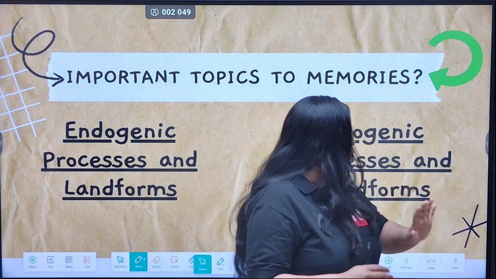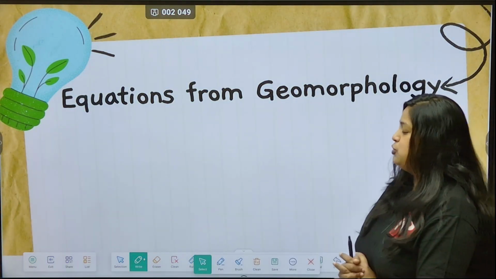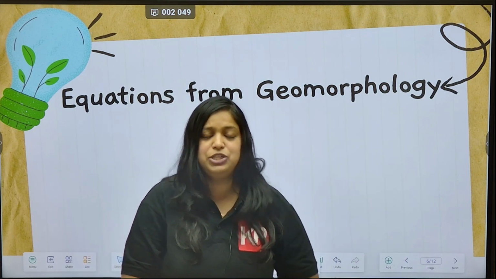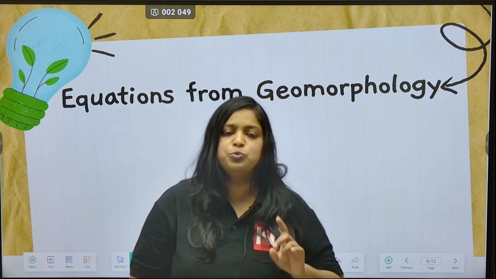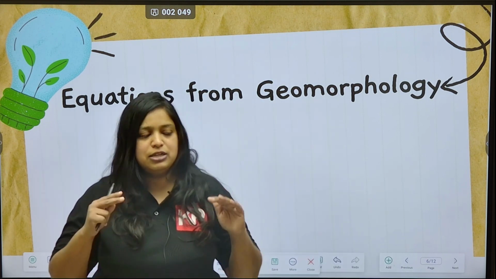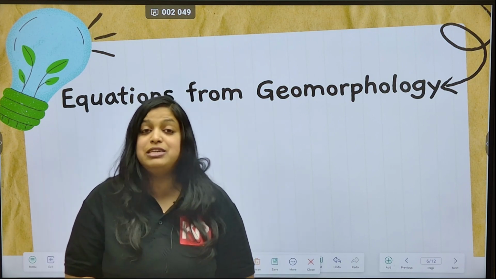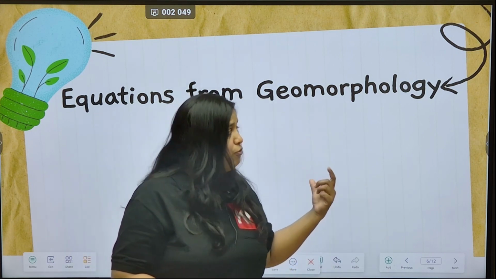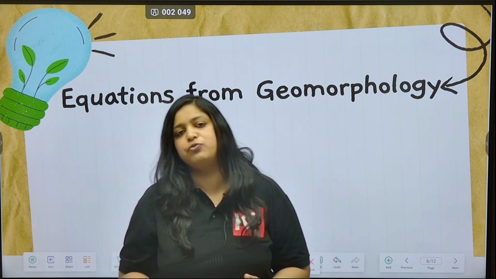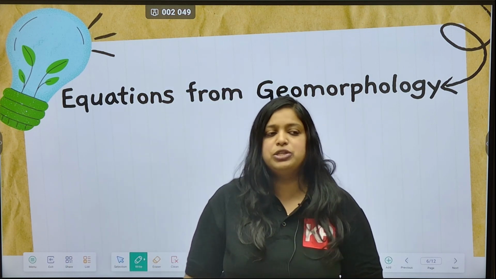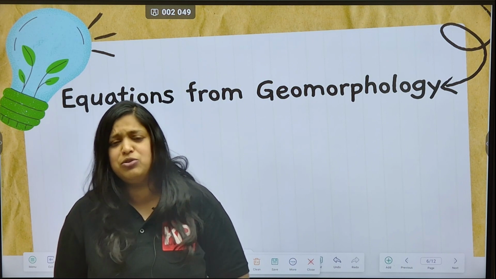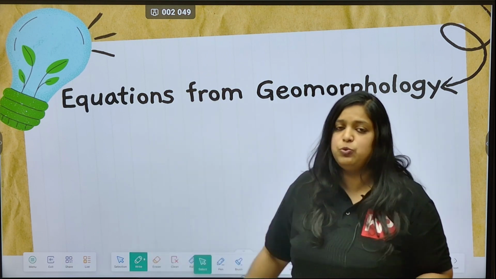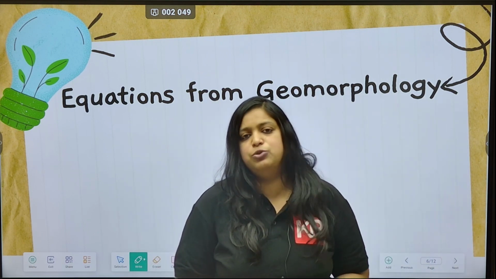Now moving forward to the equations from geomorphology. Geomorphology numerical questions are a must in the GATE examination. Every year there will be at least one numerical question from geomorphology, and geomorphology numericals are one of the easiest numerical questions also. So it's very easy to solve numerical questions from geomorphology. It's not very hard, there are not many equations to memorize also. These are very conceptual equations. So let's have an idea about all the important equations to solve numericals from geomorphology.